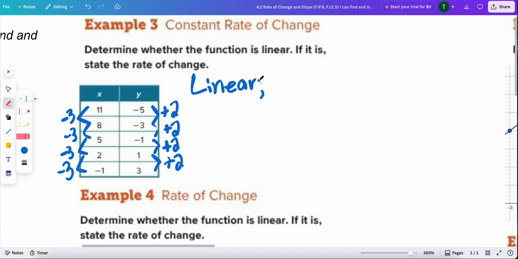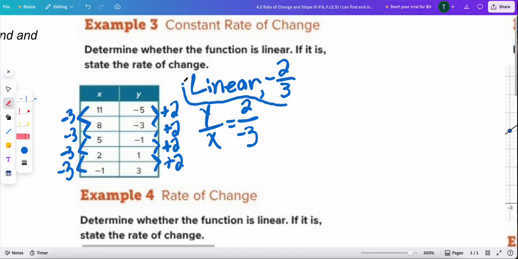Now to find out what the rate of change is, remember it's change in y over change in x, which I had was a positive 2 and a negative 3. So overall, that rate would be a negative 2/3.